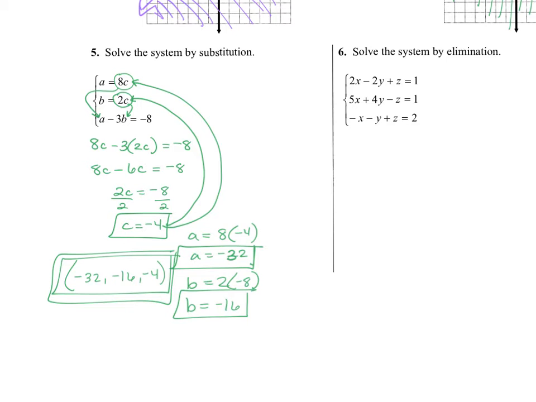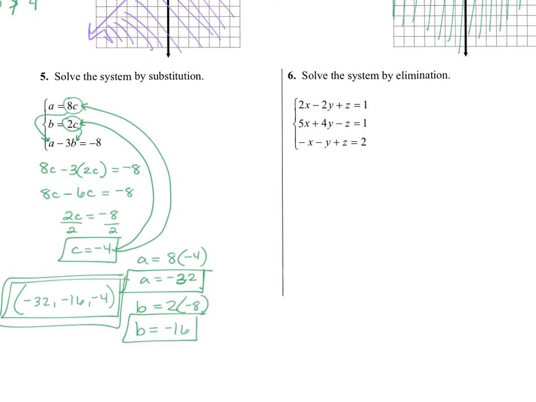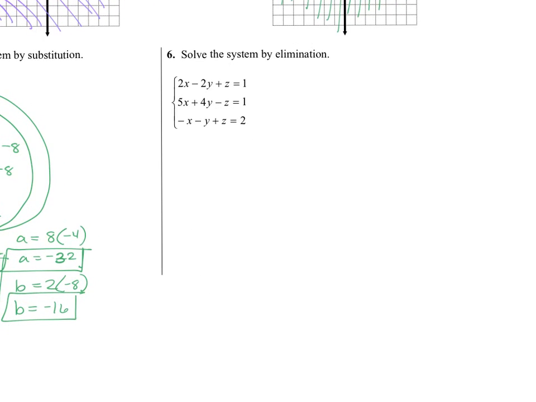Those are so fun. I love those. Just love them. Okay, then we have number 6, which is solving by elimination.